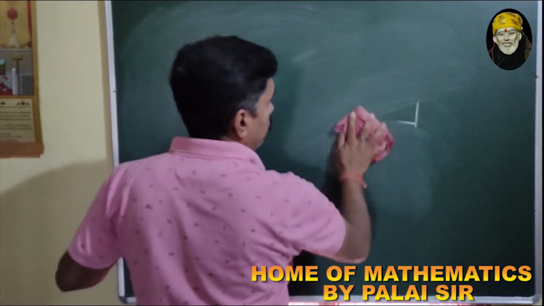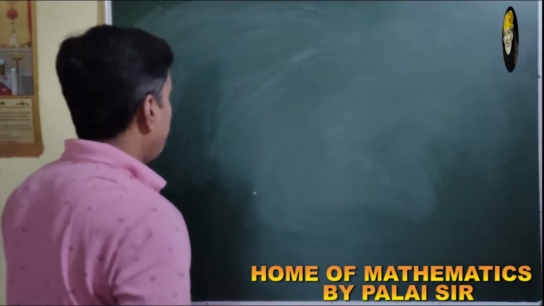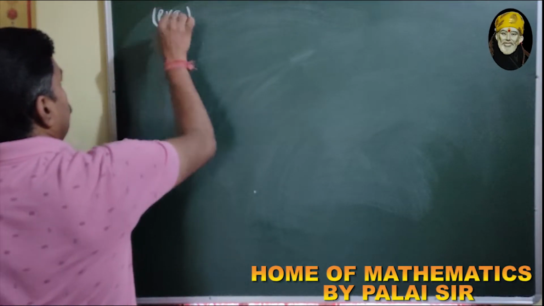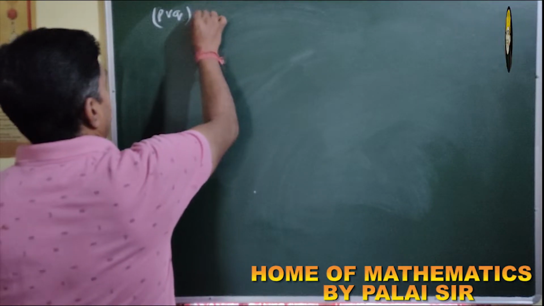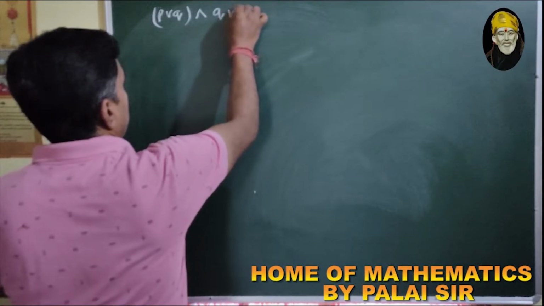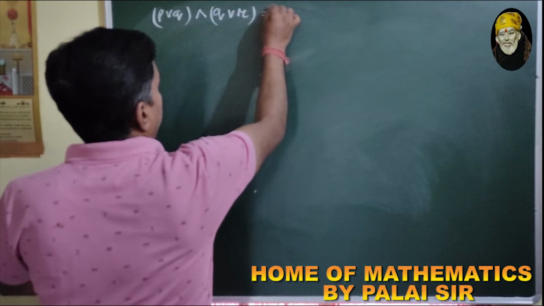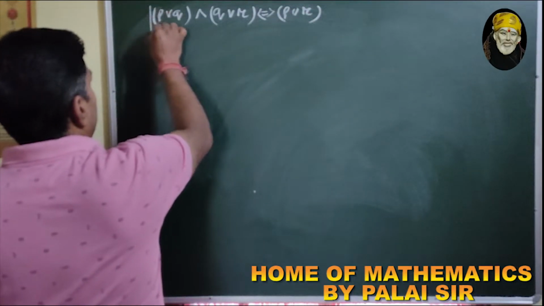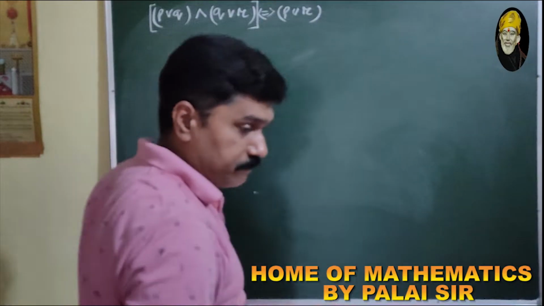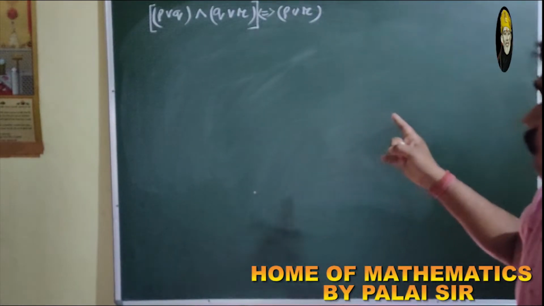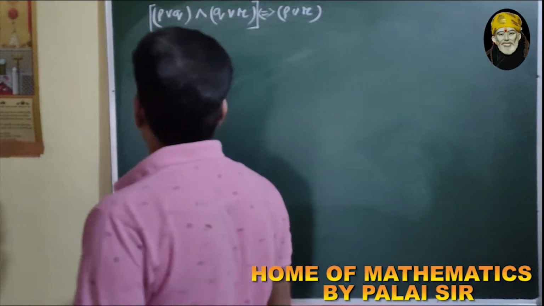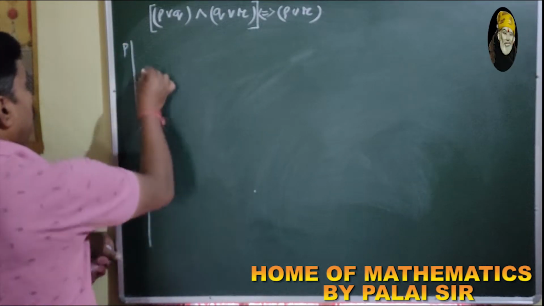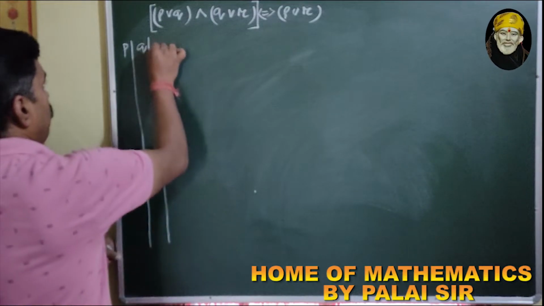Suppose one problem is given like this. Suppose P disjunction Q, conjunction Q disjunction R, double implication P disjunction R. This is the problem, suppose. So here you look after this problem, you will find there are three different statements. So first of all, you have to write the three different statements. That is P, and here it is Q, another one is R.